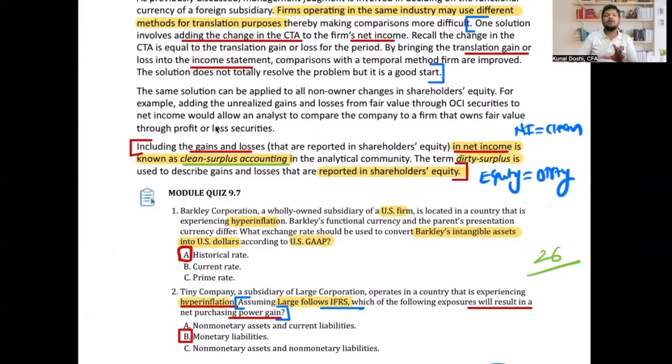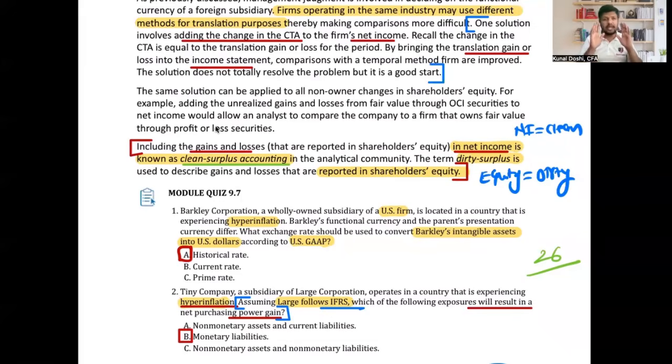What is clean surplus accounting? The ending balance of retained earnings and the beginning balance of retained earnings differ generally due to net income and dividends, right? Beginning retained earnings plus net income minus dividends should be equal to ending retained earnings. But if it doesn't match, that is due to currency translation gain and loss, that is called dirty surplus accounting. It's not clean surplus.